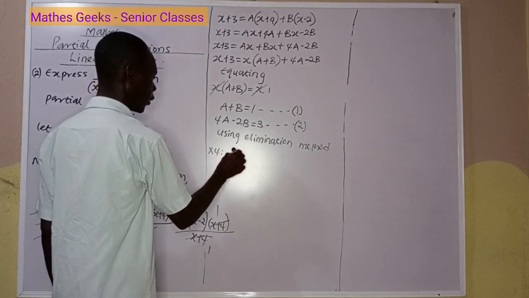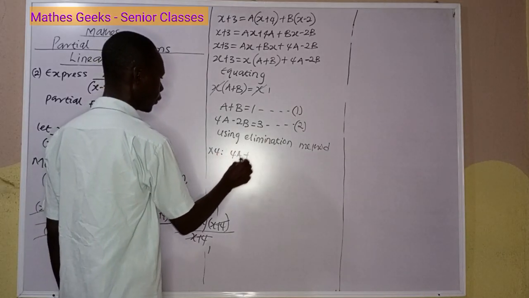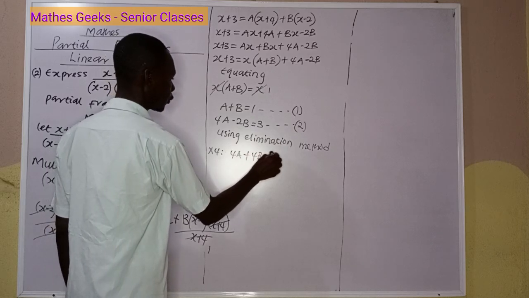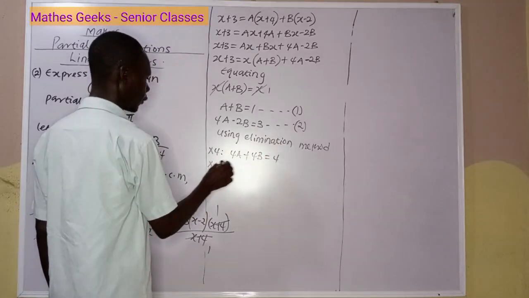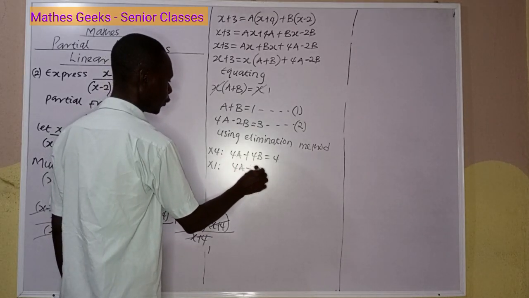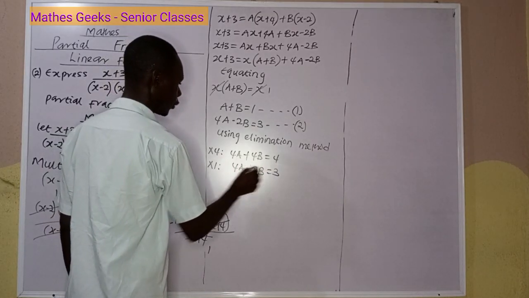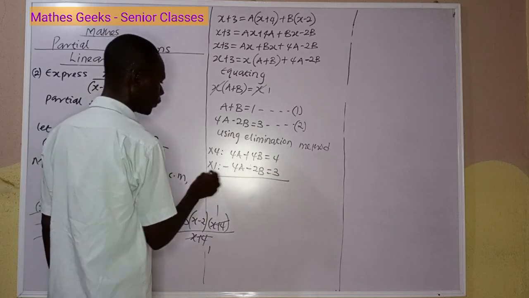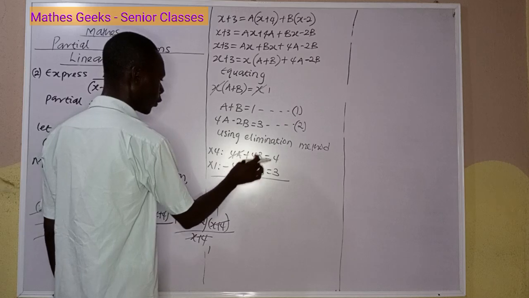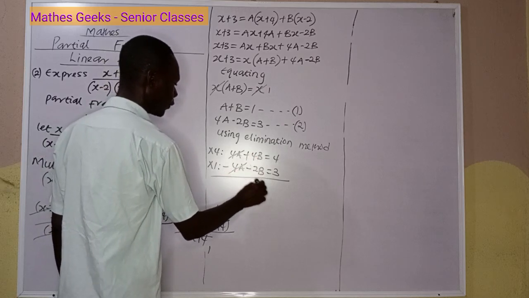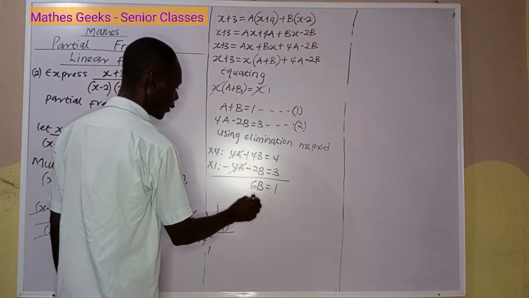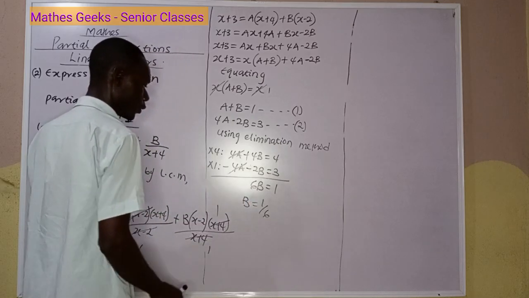So this gives us 4a plus 4b is equals to 4 times 1. Then I have 4a minus 2b is equals to 3. And then I'll subtract. So this will eliminate. Then minus times minus is plus. So 4b plus 2b is 6b. So 4 minus 3 is 1. So b, divide both sides by 6. B is equal to 1 over 6.